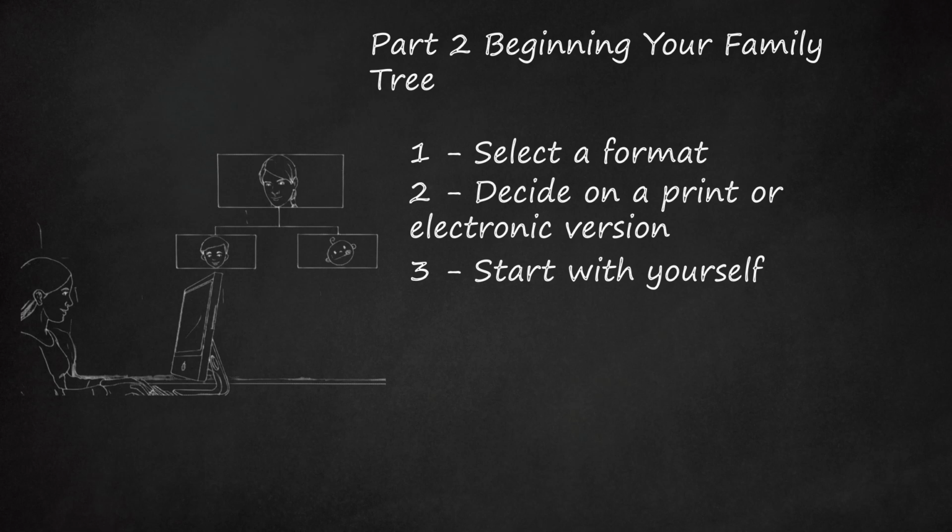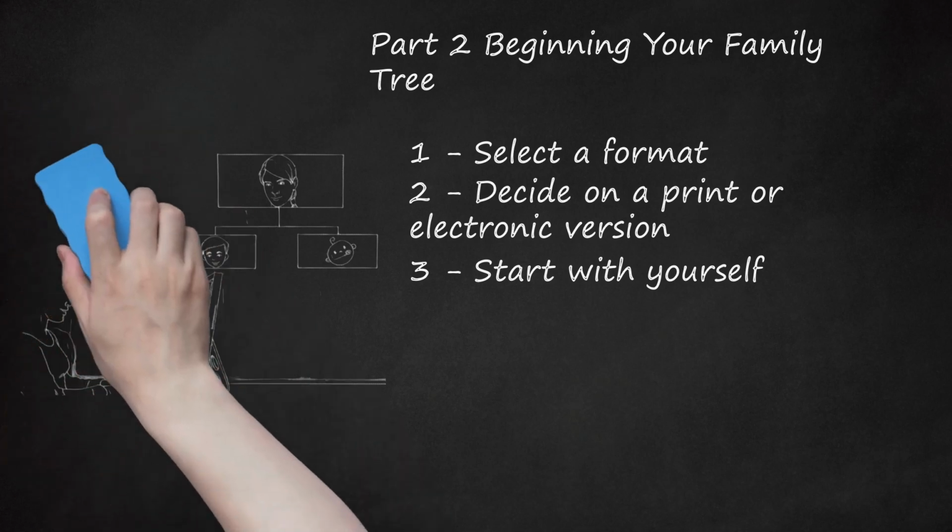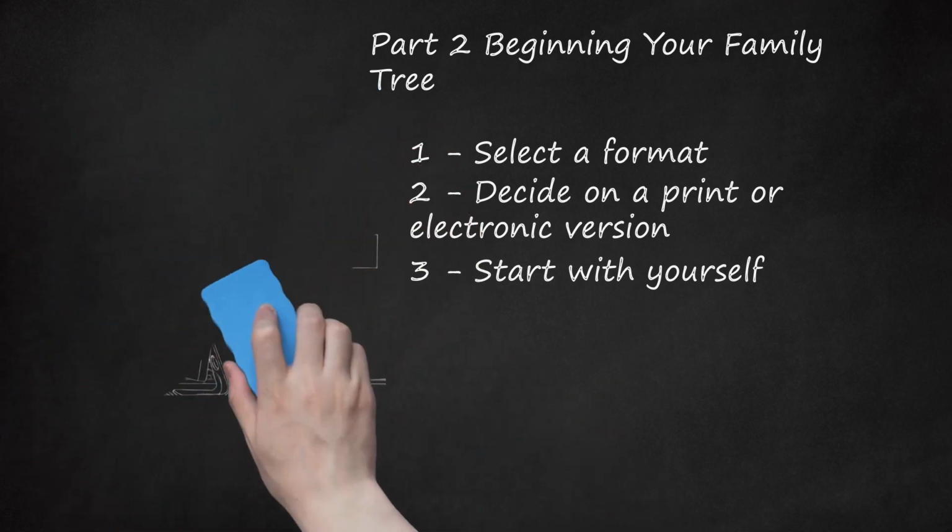Family trees can branch out in many different ways, which is why starting with yourself as the anchor will help you stay organized. Whether you go from the bottom up, top to bottom, or horizontally, the first box should contain your information.